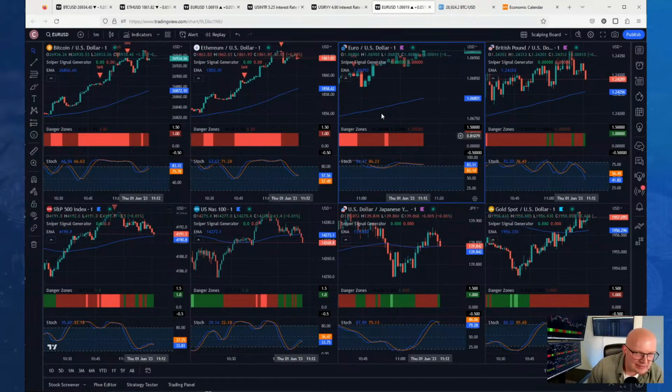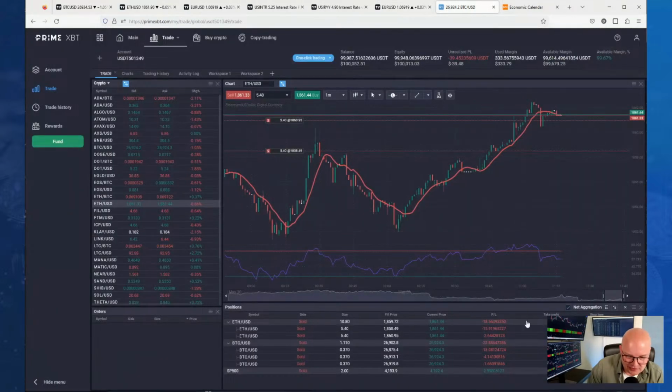So S&P 500 has hit the 100 minutes exponential moving average. I'm going to close that position now.